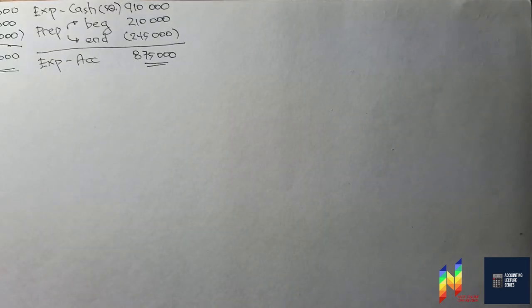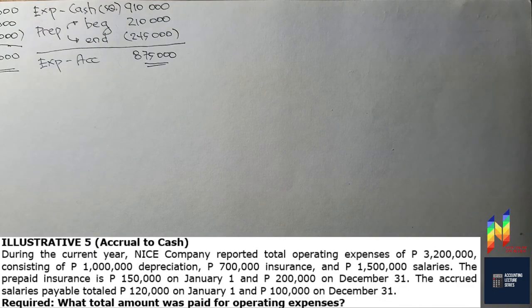Next, punta tayo sa illustrative problem number 5. Here in illustrative problem number 5, ang tinatanong dito is what total amount was paid for operating expenses. So during the current year, Nice Company reported total operating expenses of 3.2 million. Consisted of 1 million depreciation, 700,000 insurance, and 1.5 million salaries. The prepaid insurance is 150 on January 1 and 200 on December 31. The accrued salaries payable totaled 120 on January 1 and 100 on December 31. So kunin muna natin kung magkano ba yung salaries natin under the cash basis of accounting.